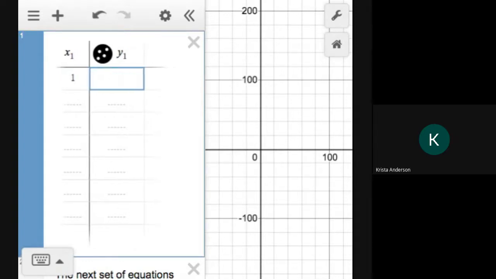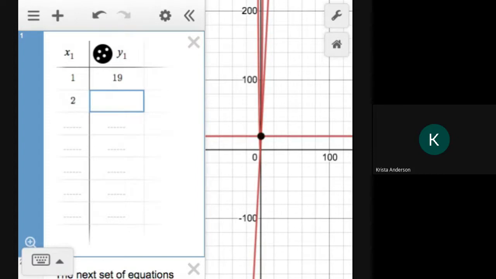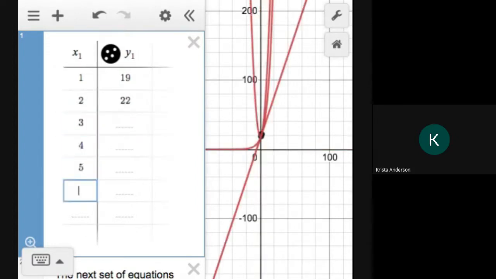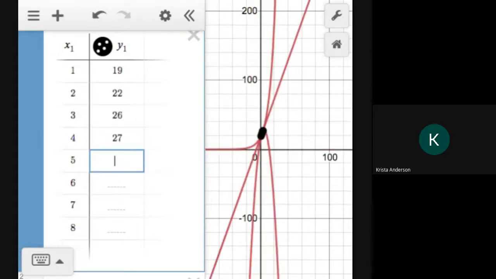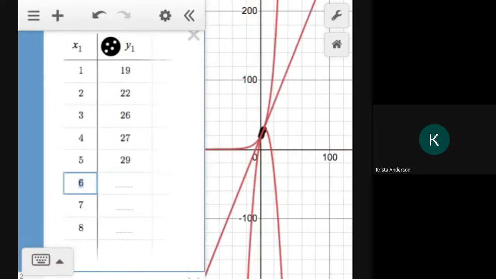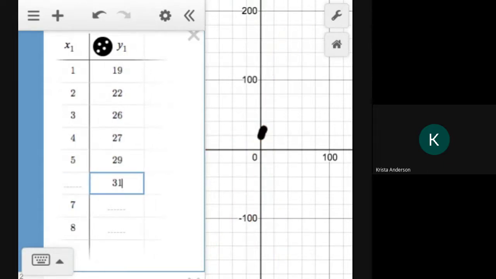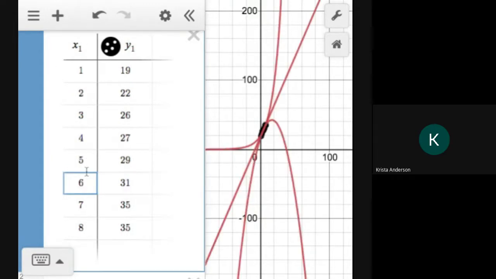My first number is 19. My second number is 22. Third, fourth, fifth, sixth, seventh, eighth. There's 8 numbers. 26, 27, 29, 31, 35. Oh, man. Sorry. I need to fix that. Okay. 1, 2, 3, 4, 5, 6, 7, 8 numbers in my list. First 22, then 26, 27, 29.